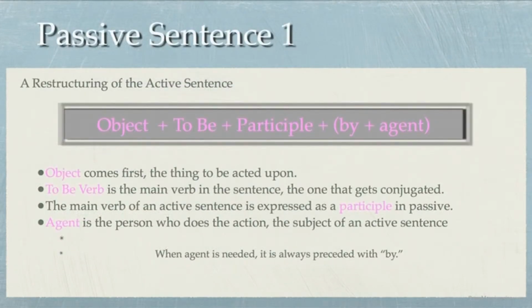I'm including this structure in my presentation because it's important for medical professionals. It's a kind of sentence you will see in medical journals a lot. As you can see here, the object of the sentence comes first, and that's the thing to be acted upon. The to be verb is the main verb in the sentence, the one that gets conjugated. The main verb of an active sentence is expressed as a participle in the passive, and the agent is the person who does the action, the subject of the active sentence.